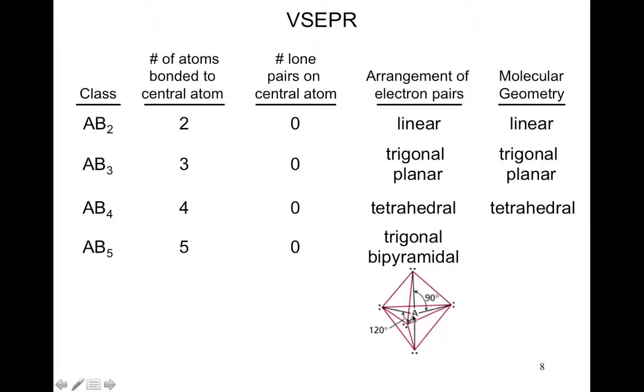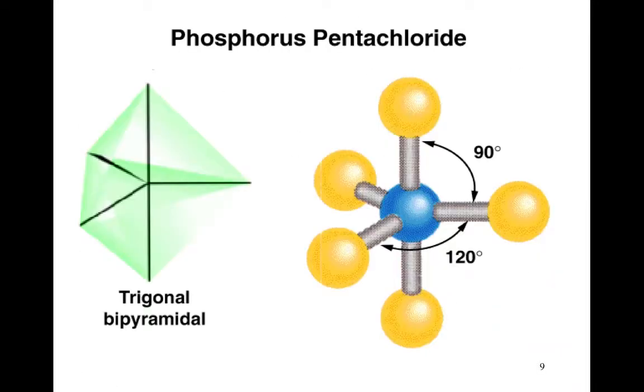So 3 sides, because around A is 1, 2, 3. But now we kind of have a pyramid on the top. If you look at these red lines that they've drawn in between the bonds, you have a pyramid on the top, a pyramid on the bottom. So we got 3 bonds, but it's bipyramidal, 2 pyramids, one on the top, one on the bottom. So trigonal bipyramidal is our molecular geometry.